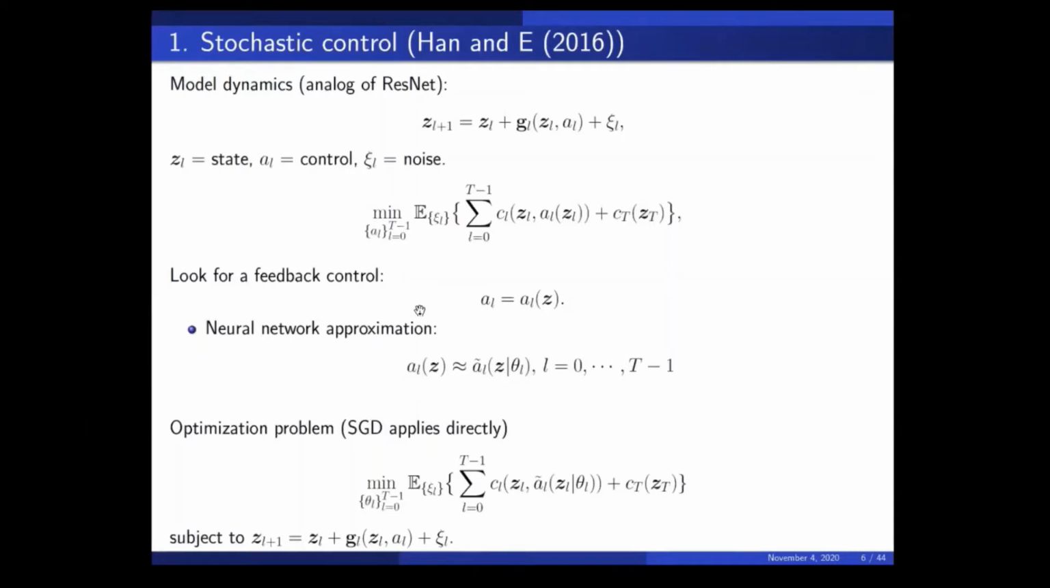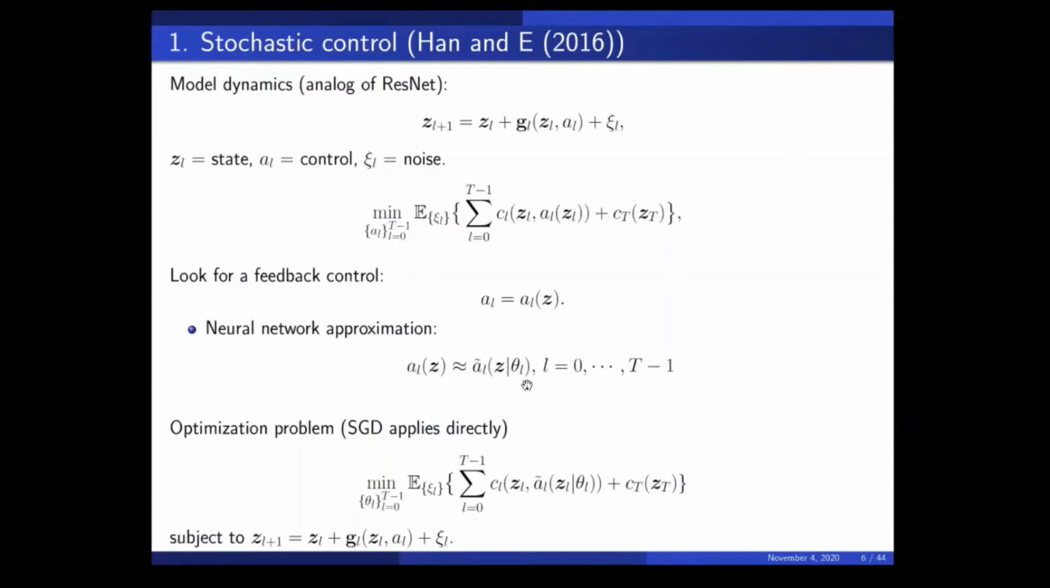So we're going to look for feedback control. Namely, the control is a function of the state. Now, if the state is high dimensional, this will be a high dimensional function, and this is usually not possible to do in the traditional approach. But now we're going to approximate this by some neural network. Never mind the details of how we do that, but let's think about it abstractly.